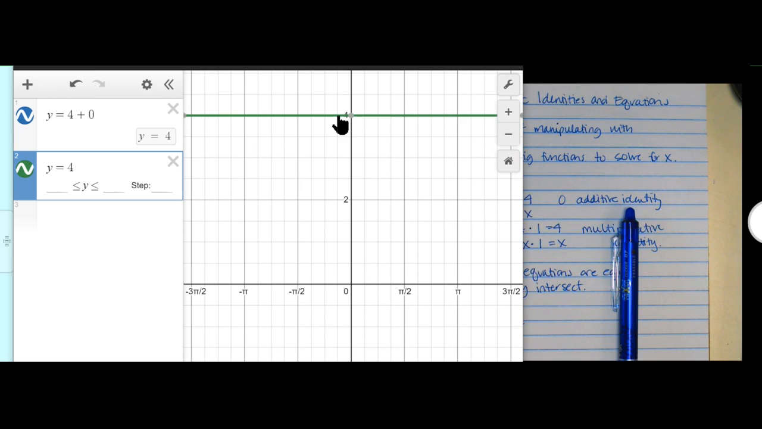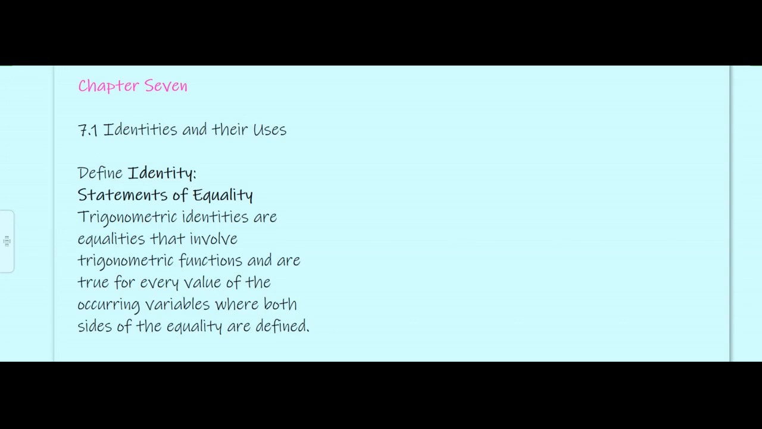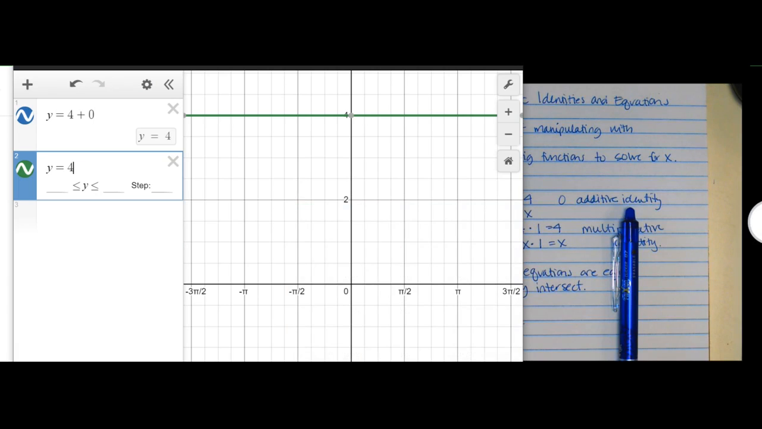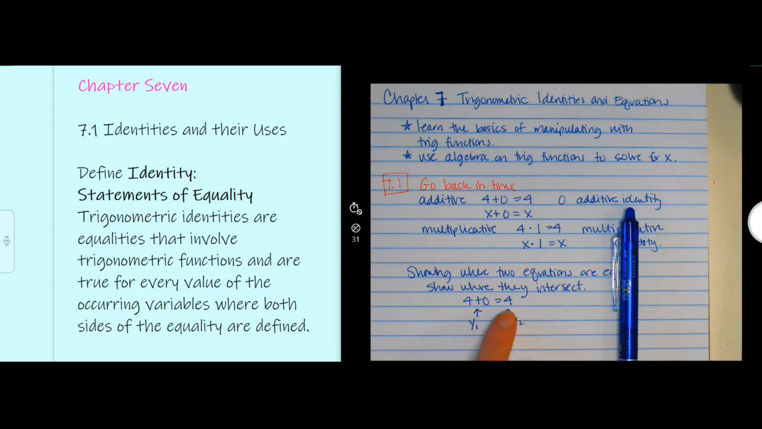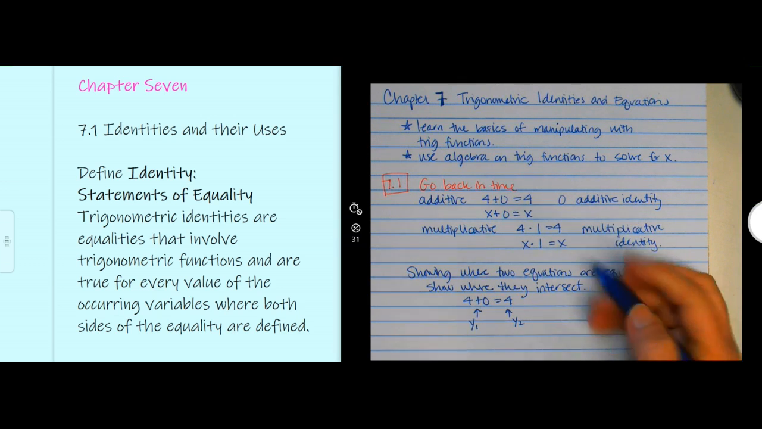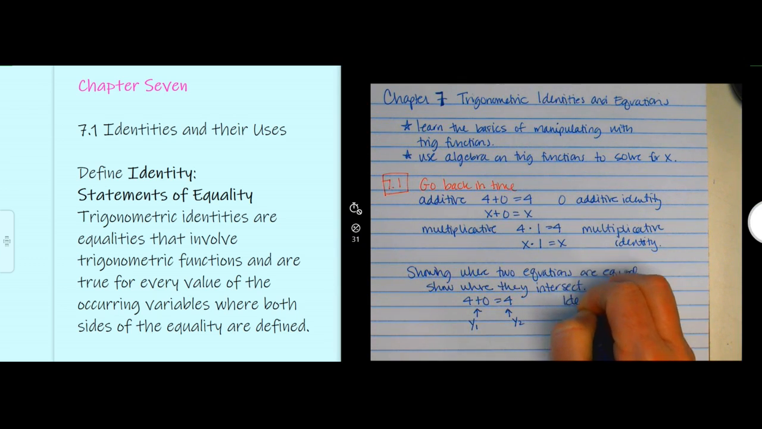They are equal everywhere. So I'm going to go back to my definition. Here it is. The identities are things that are true for every value of the occurring variables, meaning that y1 and y2 are equal everywhere. They're the same line. So identities are equal everywhere.